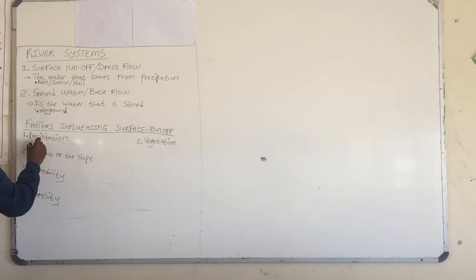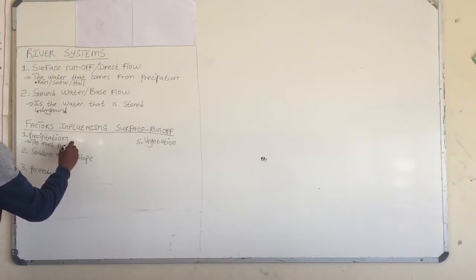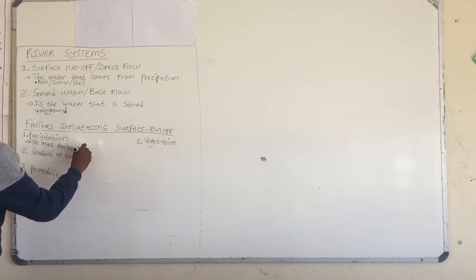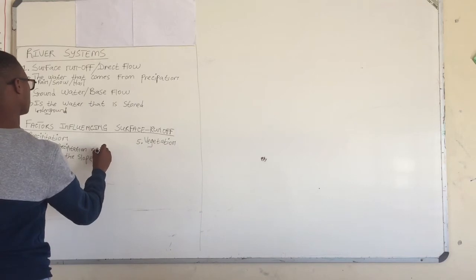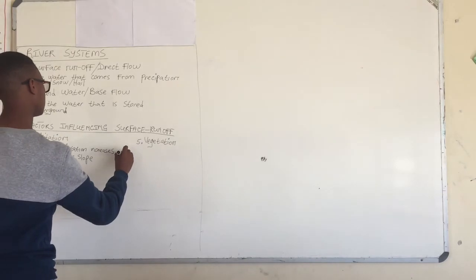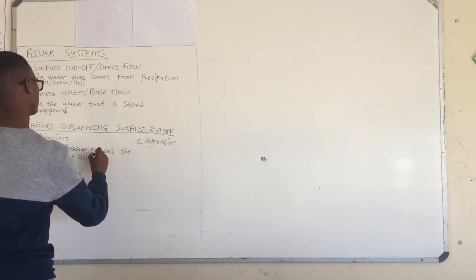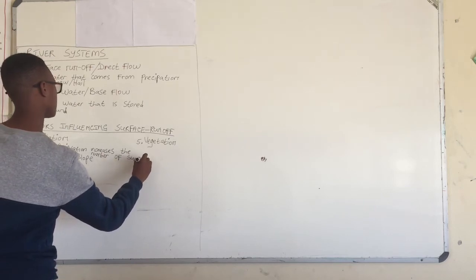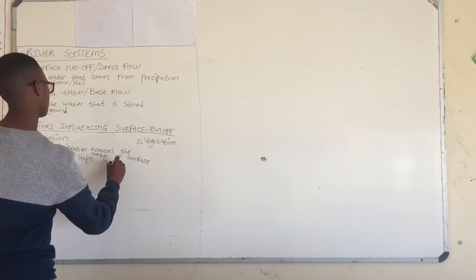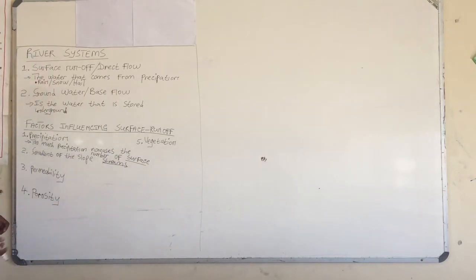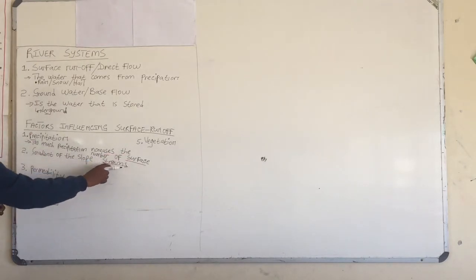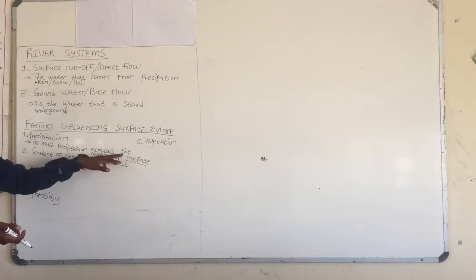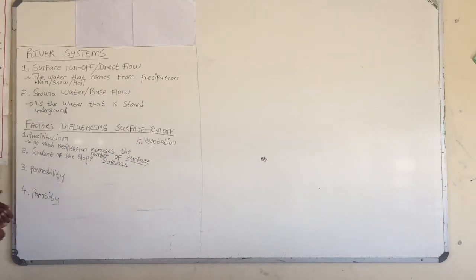So too much precipitation increases the number of surface streams. Surface streams are those little rivers that are flowing on the surface. When there's too much rainfall, these streams are going to increase in number, and when they increase in number, obviously the surface runoff will also increase.